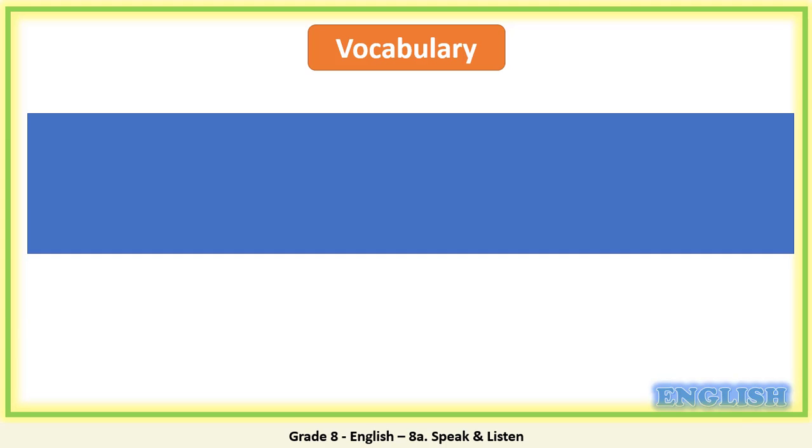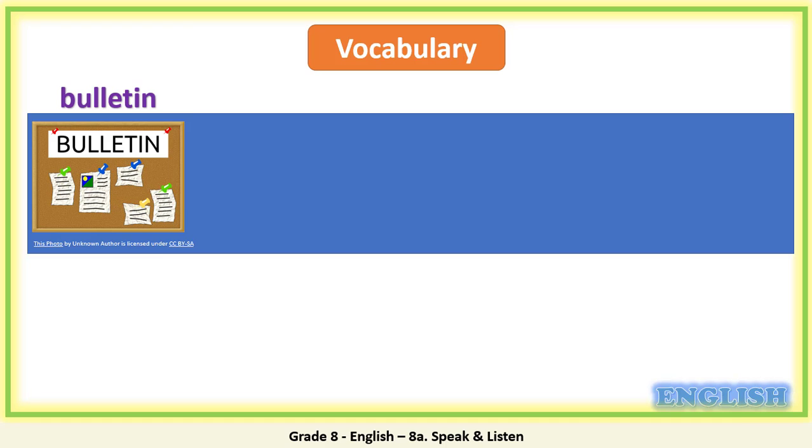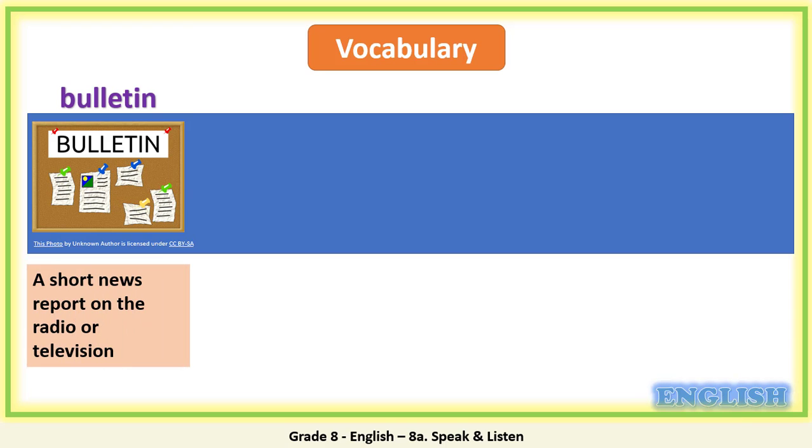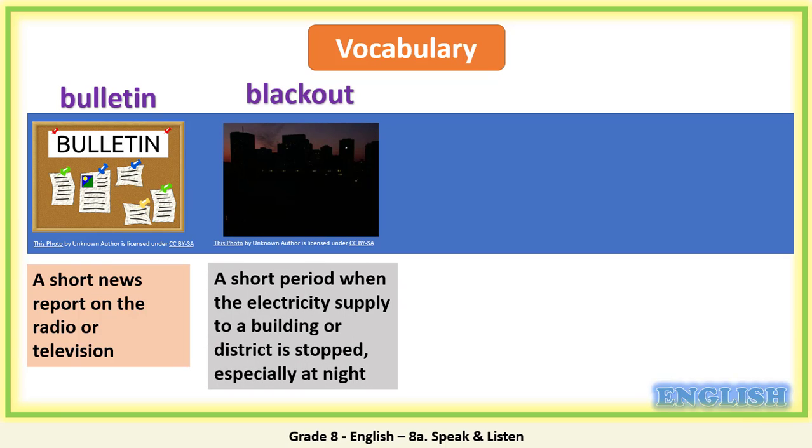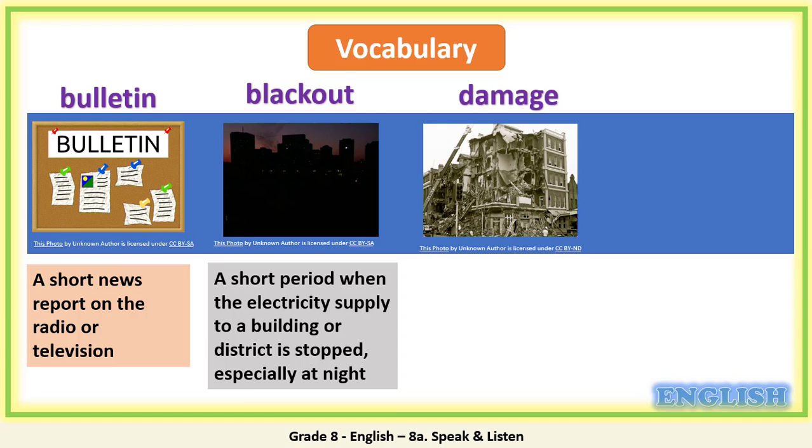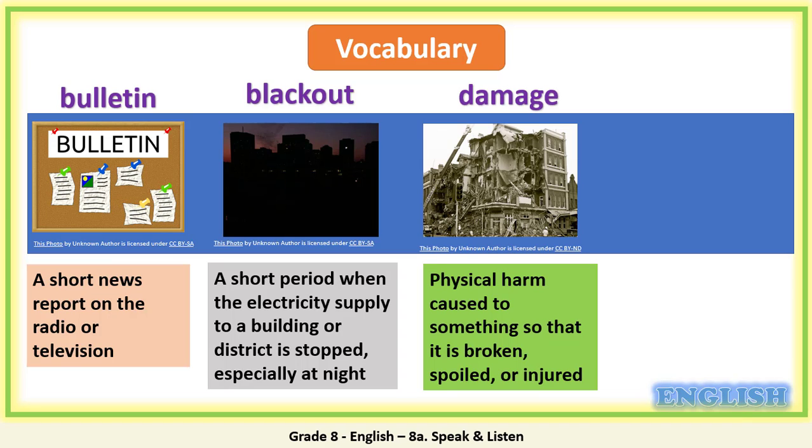Now let's study some words which you will meet in today's lesson. And let's start with the word bulletin. Look at the picture. Can you guess the meaning of bulletin? Great. It is a short news report on the radio or television. Blackout. Blackout means a short period when the electricity supply to a building or district is stopped, especially at night. Damage. Look at the picture. Damage, it is a physical harm caused to something so that it is broken, spoiled, or injured.